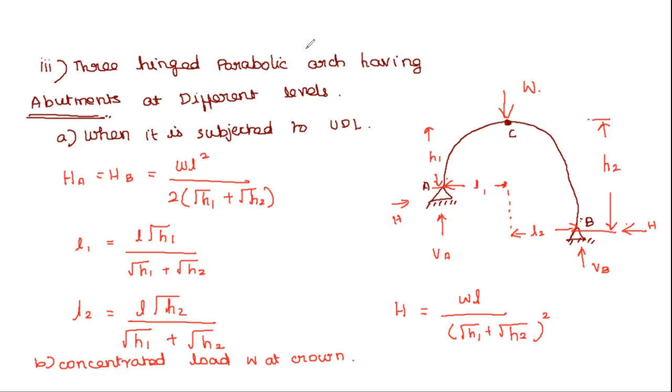So next, the fourth condition. A three-hinged semicircular arch carrying a concentrated load W at the crown.